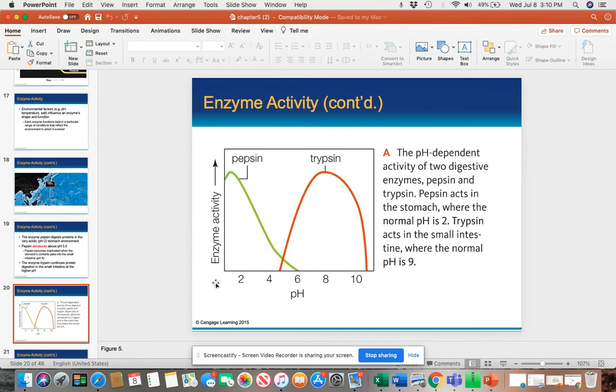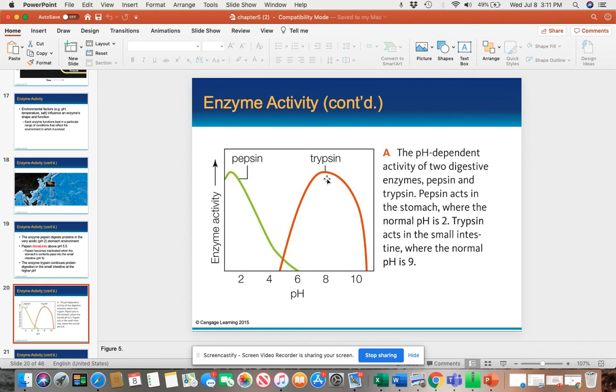So, a really good example here: on your x-axis, pH. So notice 2 is very acidic, 10 very alkaline. Enzyme activity, pepsin, which can be found in the stomach. Really, this enzyme has a high activity at a pH of 2, or very acidic.